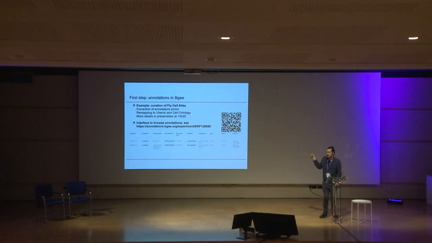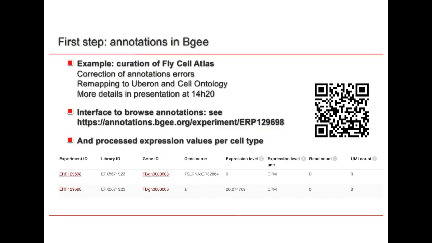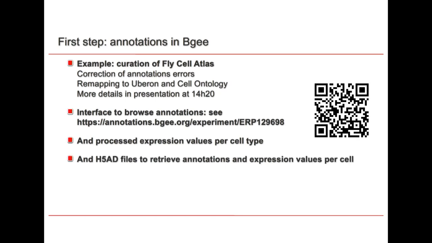At this URL, you can browse all our re-annotations. You can see for each cell type the precise annotation. You can see the technology used, for instance that it was single nucleus data. Then you can see the level of expression for each gene in these cell types. And you can also access an H5AD file where you will retrieve for each cell the annotation and the expression levels of all the genes.